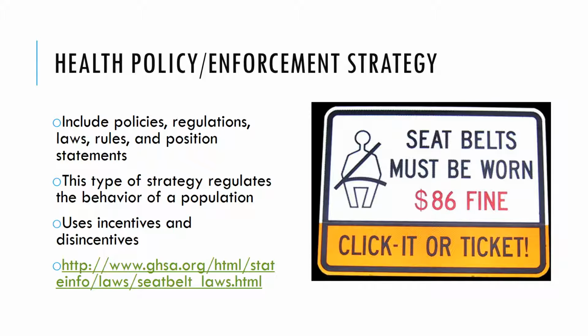The next strategy we have is the health policy and enforcement strategy. The health policy and enforcement strategy includes things like policies, regulations, laws, rules, and position statements. This type of strategy regulates the behavior of a population by almost forcing them to change, by putting in laws to make sure people wear things like their seatbelt.